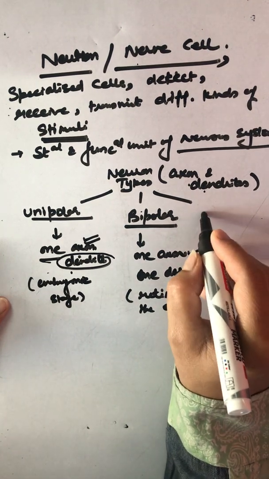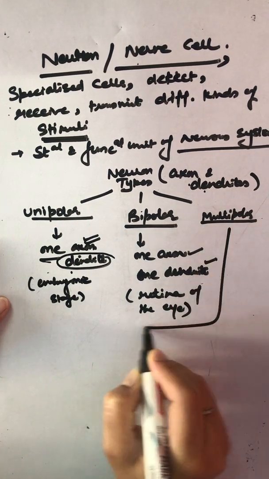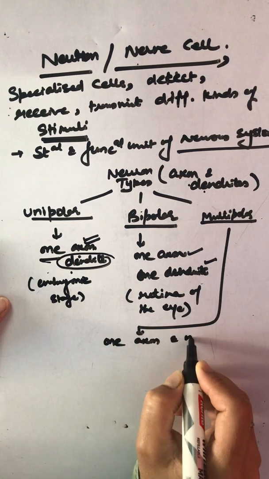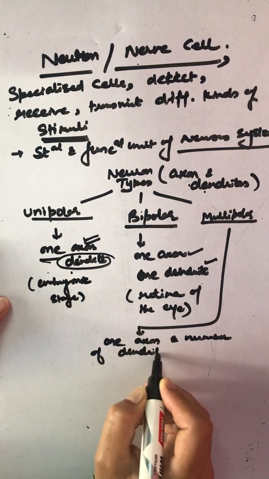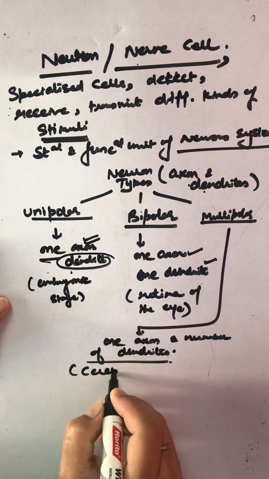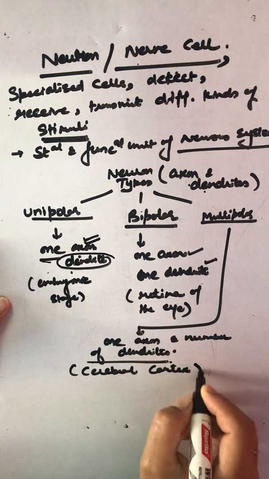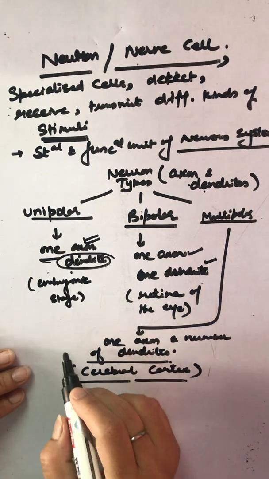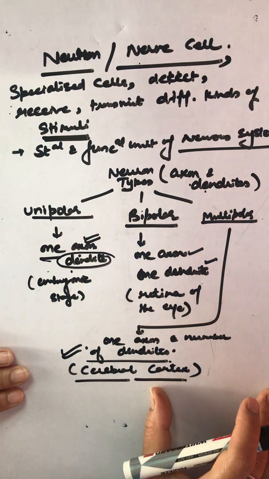Multipolar, the third one, which means one axon and a number of dendrites. Where is it found? In the cerebral cortex. Why? Where the processing of messages takes place. Cerebral cortex region of the brain. Clear? Now, we are going to discuss the structure of a multipolar neuron. How does this multipolar neuron look like?